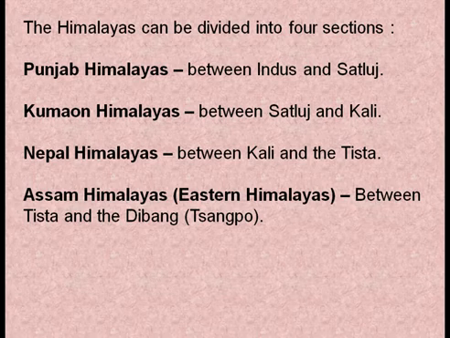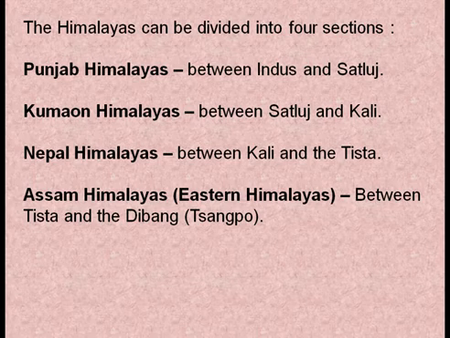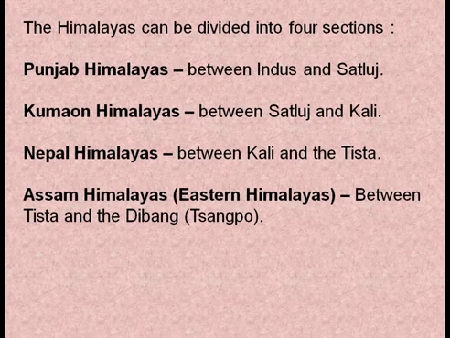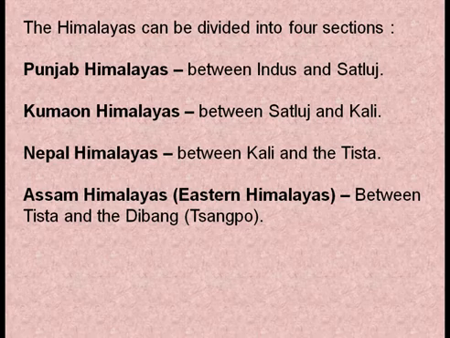And here I have written in a very short point between Indus and Satluj river. You have to explain it in sentences. The Punjab Himalayas are divided into so and so, and from Indus to Satluj, Kumaon from Satluj to Kali, Nepal from Kali to Tista, and Assam Himalaya from Tista to Tsangpo. Tsangpo is also written; Tsangpo means we are talking about the Brahmaputra river, because in China that is called Tsangpo.